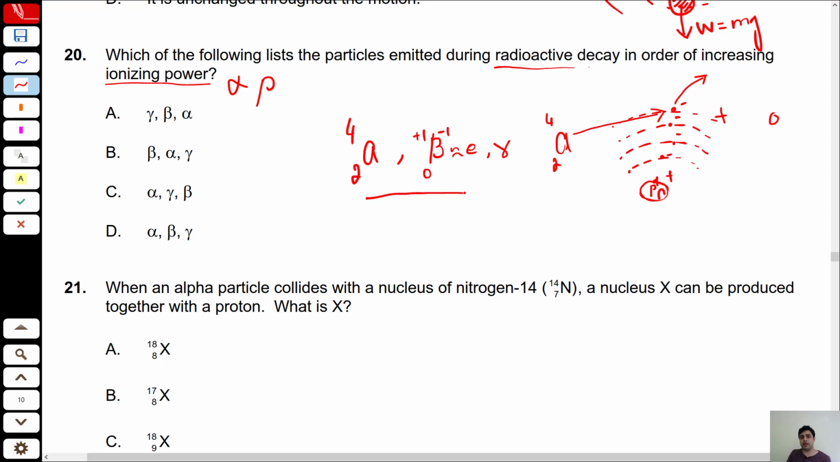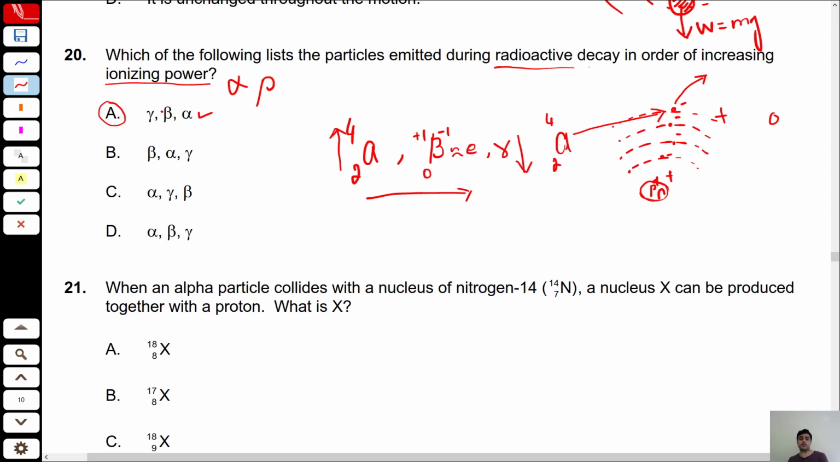So this will be a decreasing order of ionizing power, alpha being the most ionizing and gamma being the least ionizing. In order of increasing, alpha will have the greatest ionizing power, then beta, and the gamma will have the lowest ionizing power because gamma is just an electromagnetic wave.